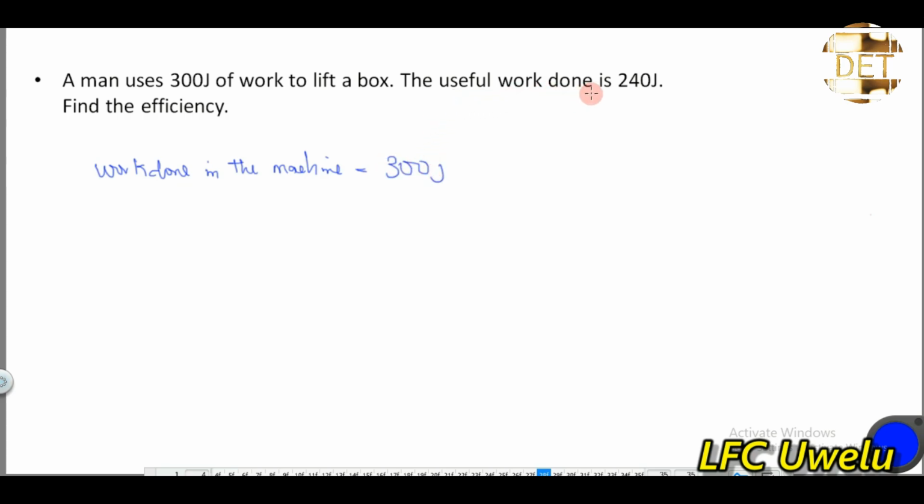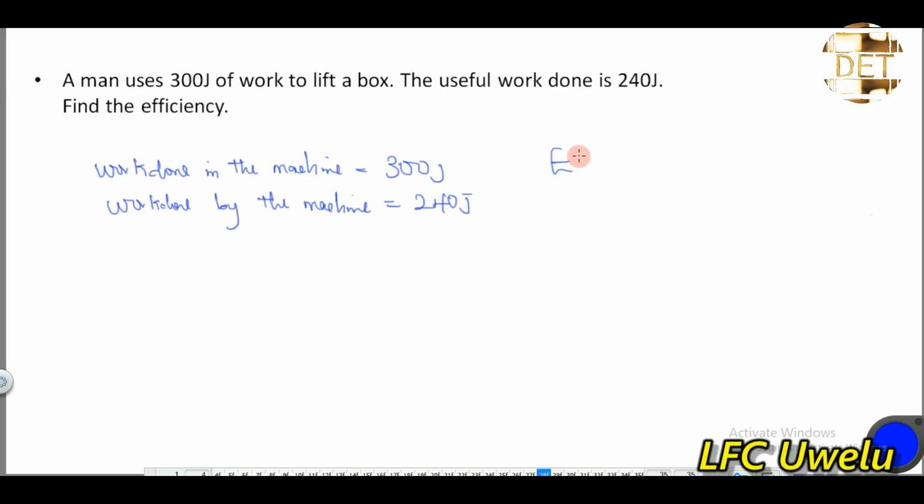The useful work done is 240. The useful work done, what does that tell you? That the work done by the machine is 240 joules. So work done by the machine is equal to 240 joules. Then the question is, find the efficiency.